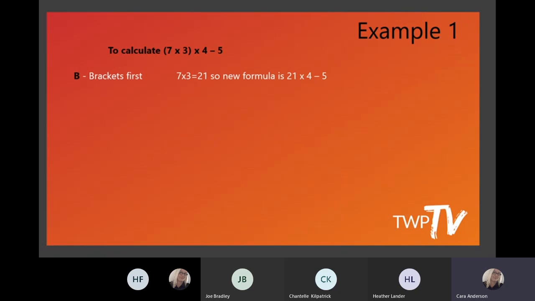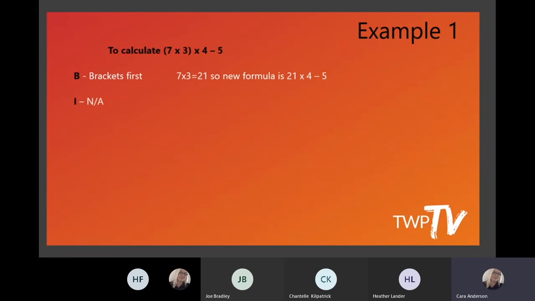So B is for brackets. There are some brackets in there, so first of all, I ignore the times 4 and minus 5. I just do what's inside that bracket. So I go to my calculator and I put in 7 times 3, and it tells me it's 21. So my new formula is now 21 times 4 minus 5.